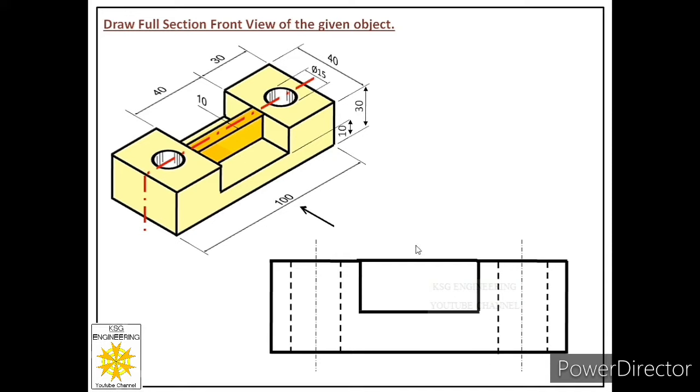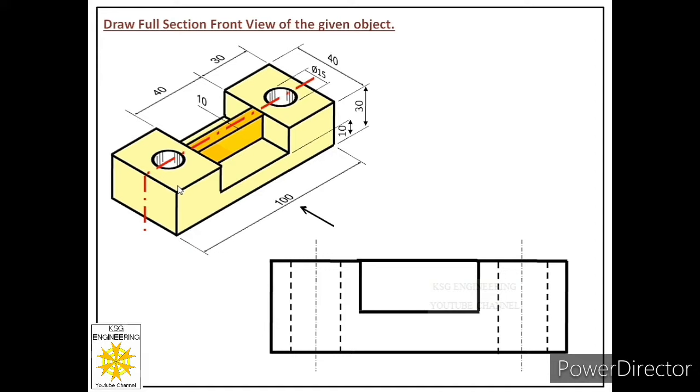Now we will convert this front view into the sectioned front view. For that we have to assume that the object is cut along this center line and the front half portion of this object, which is in between the observer and the cutting plane, is removed.